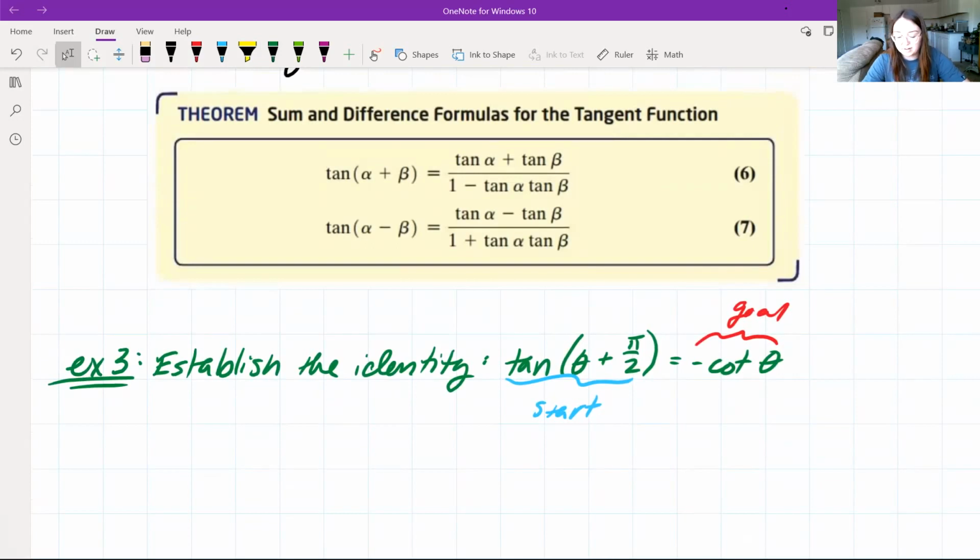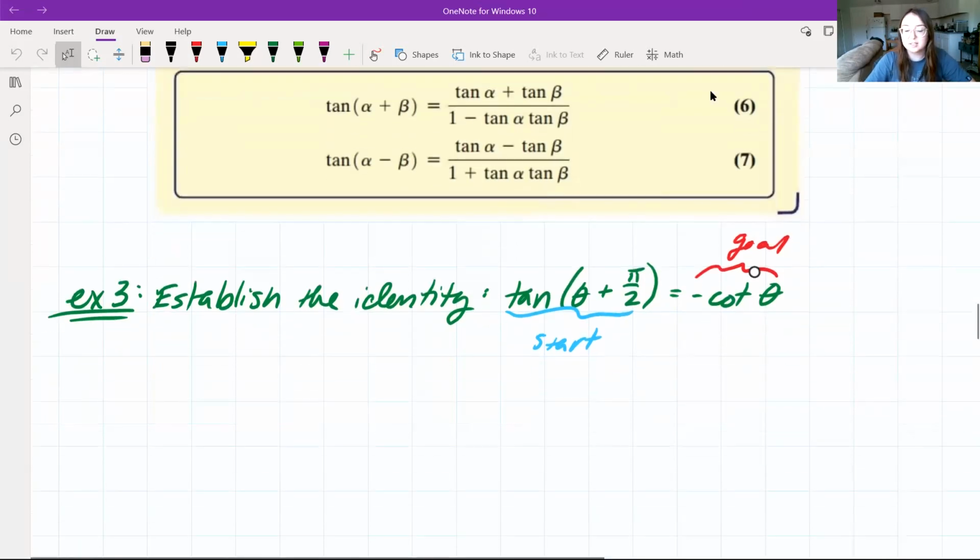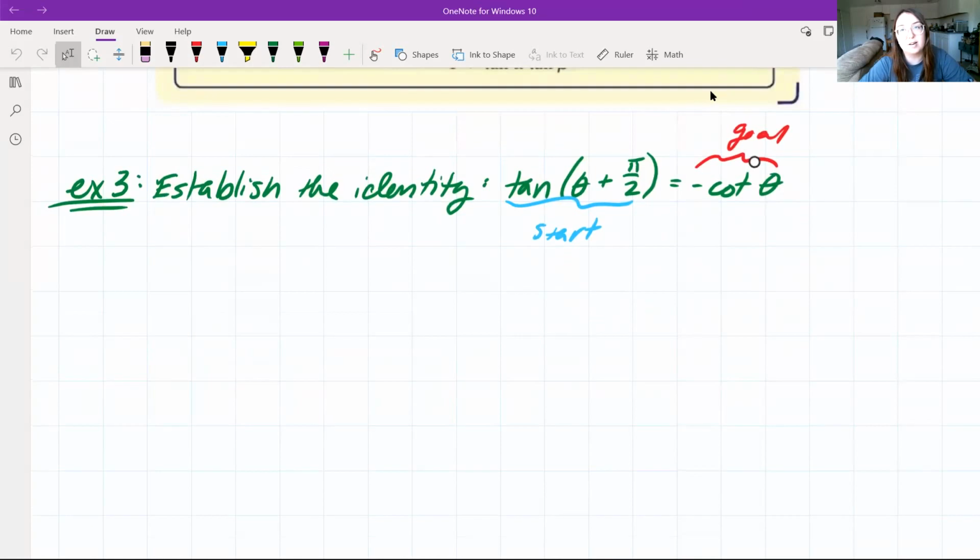Tangent of theta plus pi over 2 is actually not going to end up being defined. This is because tangent of pi over 2 is undefined, which means that tangent of theta plus pi over 2 is going to be undefined, since we would have to use tangent of pi over 2 in our actual equation. So we're actually not able to use equations 6 or 7. But what can be defined is sine of theta plus pi over 2 and cosine of theta plus pi over 2. So that's how we're going to change up our tangent of theta plus pi over 2.